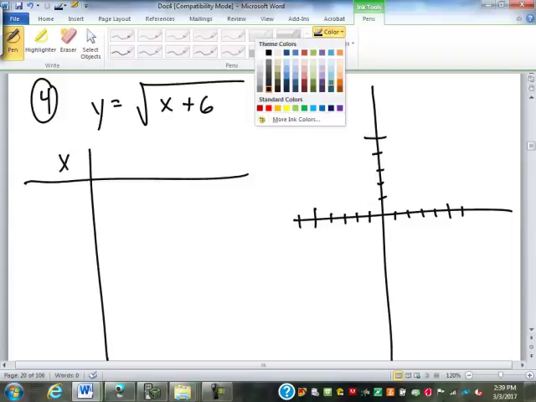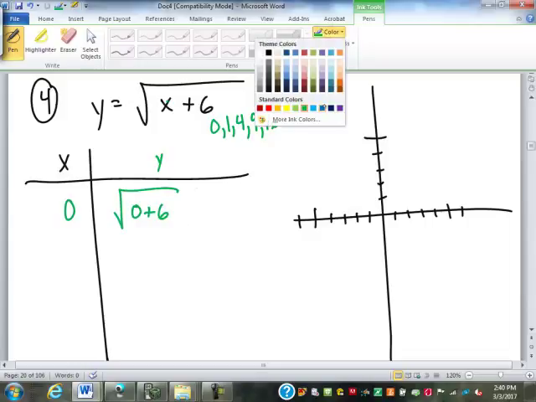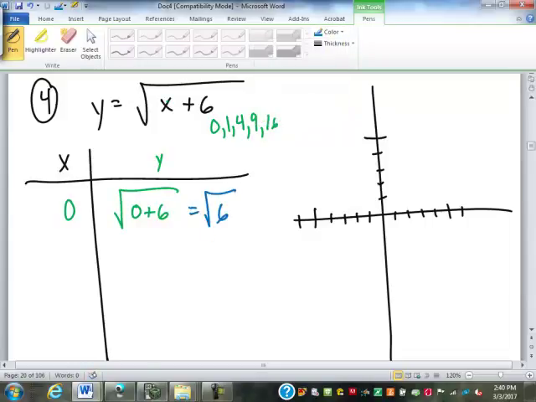Well, we know that numbers that square root easily, we can get the square root of 0, the square root of 1, the square root of 4, the square root of 9, the square root of 16. Those are all numbers that have a nice, neat, perfect square root. Now, we don't have to have a neat one, but if we were to just pick a random number, let's say we just picked 0 for x and put it in there. I'm going to erase this, so don't write it down anywhere. If x were 0, y is going to be the square root of 0 plus 6. Well, 0 plus 6 is 6. That's the square root of 6.